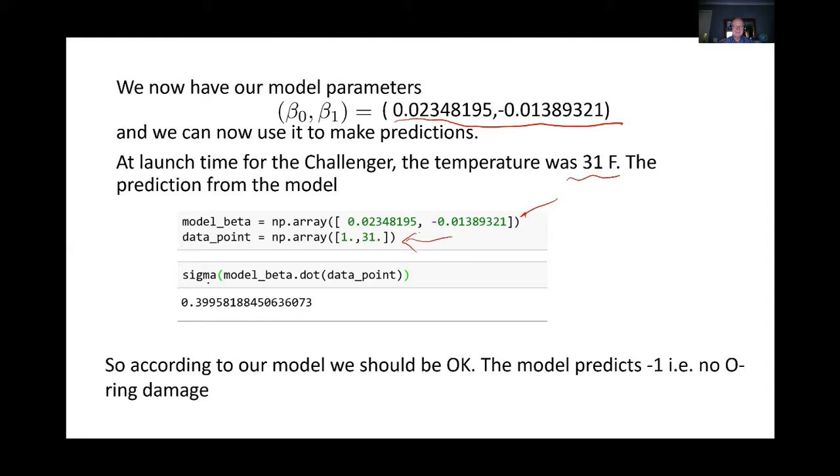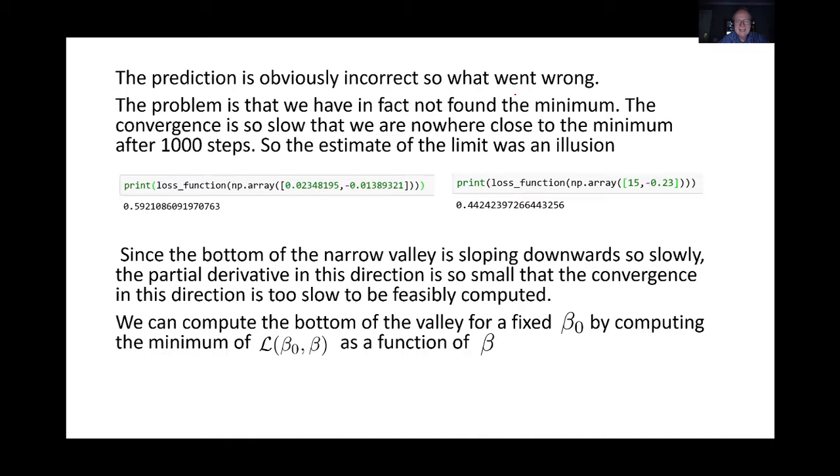But of course it did. So our model is not very good. It doesn't predict the right thing. And as I said, the reason is that we have not found the minimum here. This is very far from the minimum. Again, it's because it converges so slowly that we would have to take hundreds of millions of steps in order to get close to the minimum.